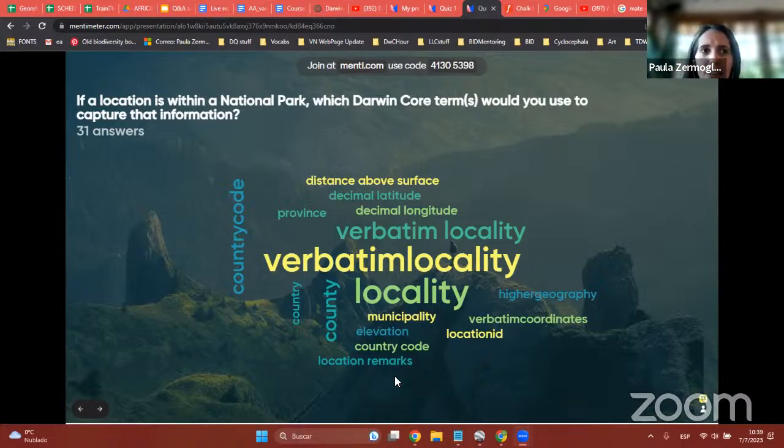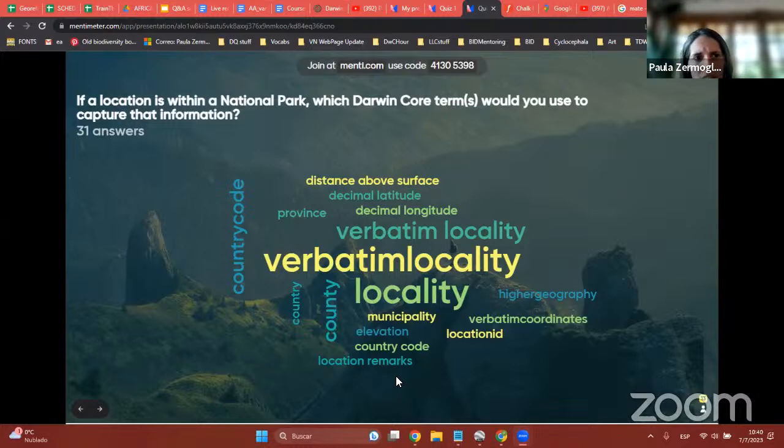And then finally, we have location remarks that you suggested. In location remarks, this term is meant to capture comments about the location. So if you had comments about the location, you could capture it here.